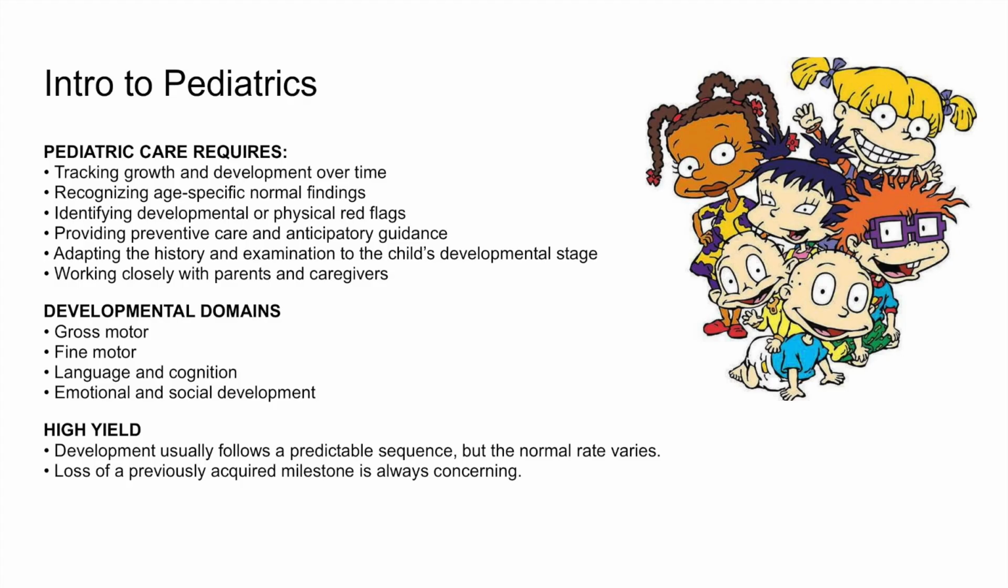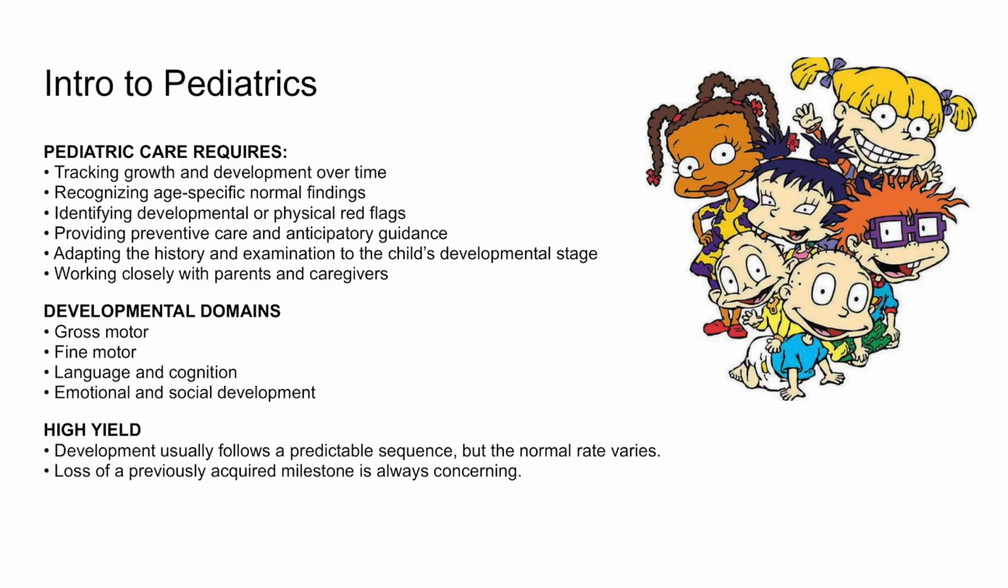We are now moving into our final topic, pediatrics. Okay, so pediatric medicine requires more than applying adult physiology to a smaller patient. Normal findings change continuously as a child grows, so an isolated observation must be interpreted in the context of age, previous development, and the child's overall trajectory. Growth and development are evaluated over time rather than at a single visit.